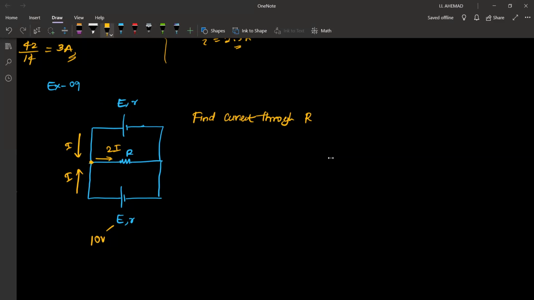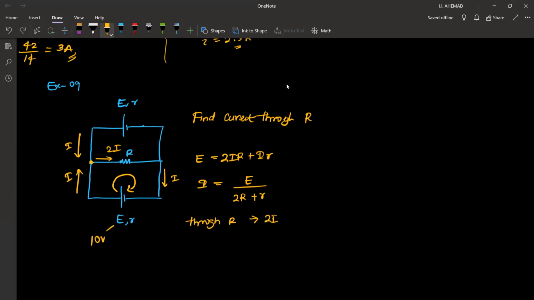Now, can you find the current through R? Got this answer.